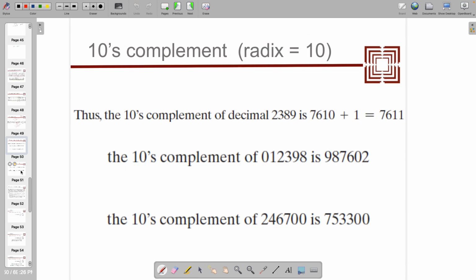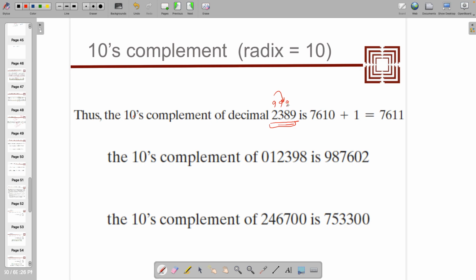Let's go further. Now I am interested in finding out not the 9's complement, but the 10's complement, with the technique which we learned. So you have to find the 9's complement plus 1. Understand that we are interested in adding at the end, and that is why we are building up. So we know that the 10's complement of this one is the 9's complement plus 1. What is the 9's complement of this 2389, Vidhan?